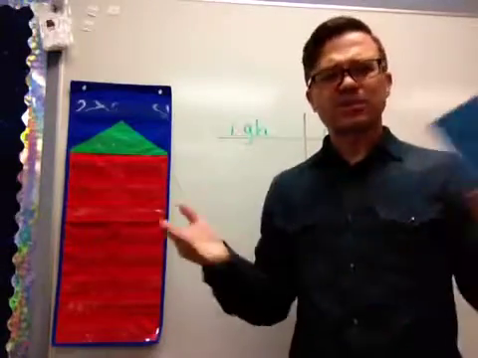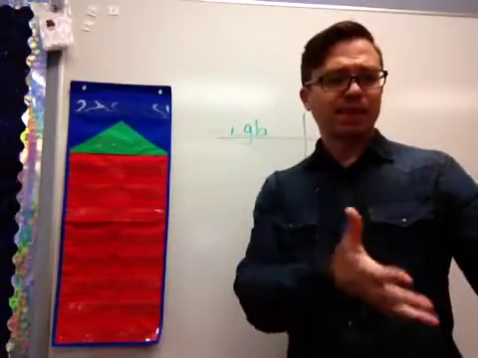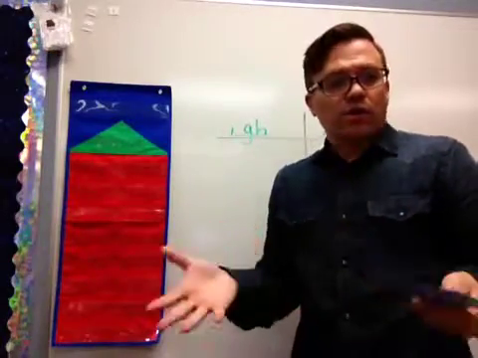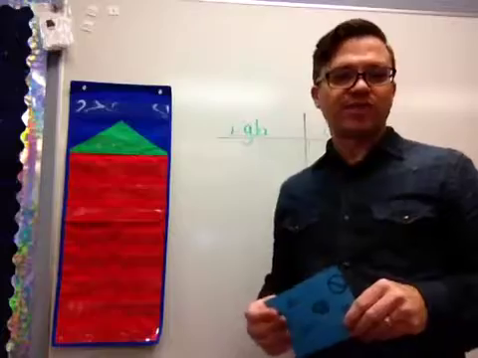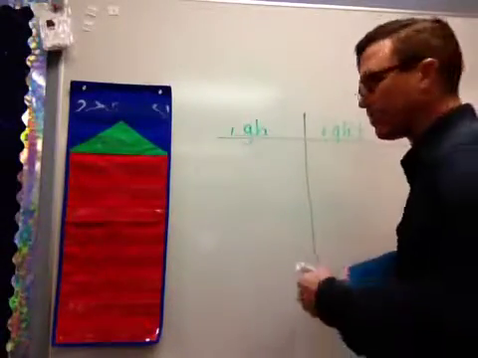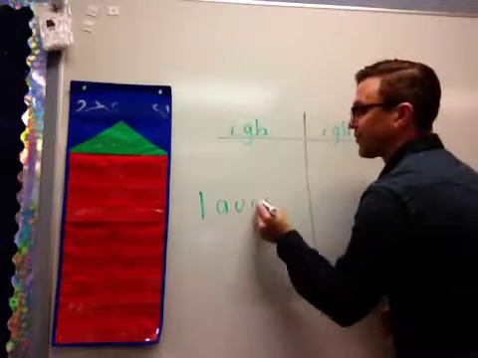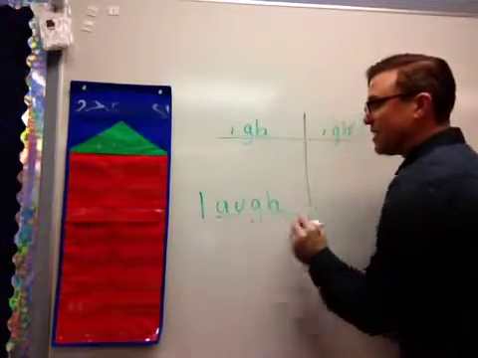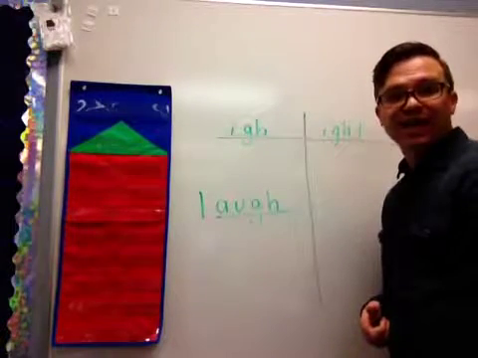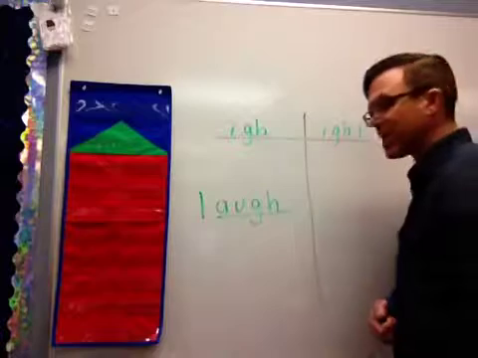Now, everyone always asks, but Mr. Slates, if that's true, if there was not a single word in that page that we sorted, when does the GH ever make an F sound? Well, it's not very often. So let me give you two examples. This is a pretty common example, of course, right? This is the word laugh. Laugh. Do you hear how the GH is making an F sound?